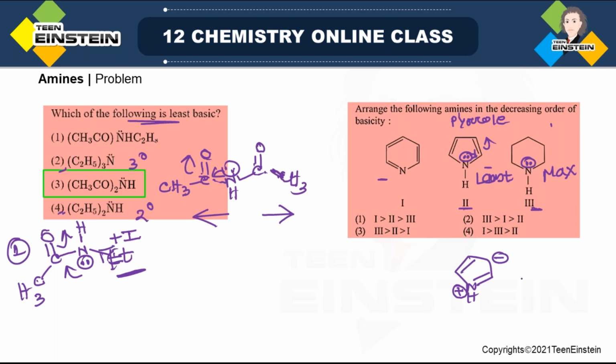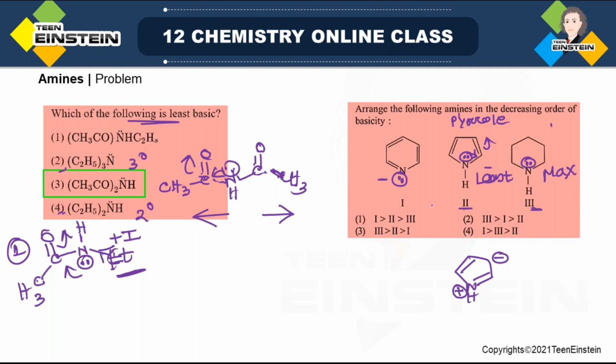Pyridine is in between. So if you keep 2 at least and 3 at max, that is matching only with option 2. And what is the problem with pyridine? See, here also the lone pair is more available compared to 2, but it is not so available compared to 3, because here the ring itself is aromatic.